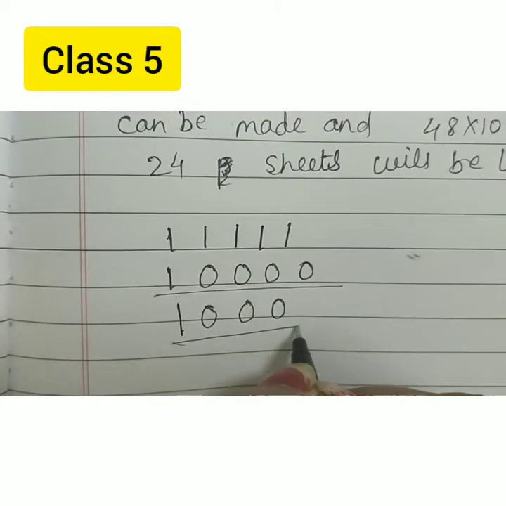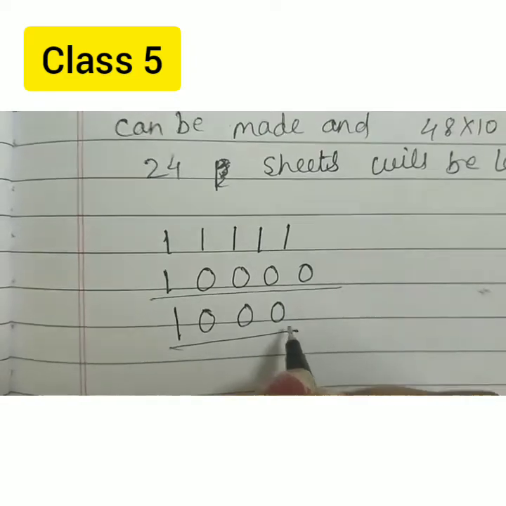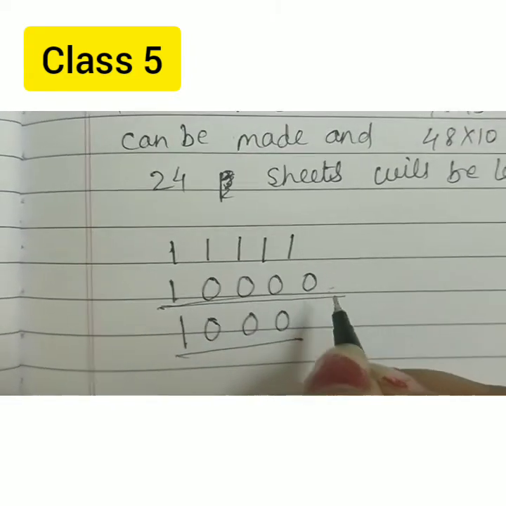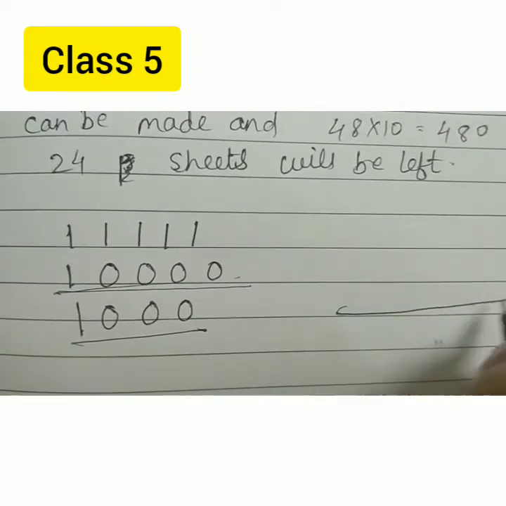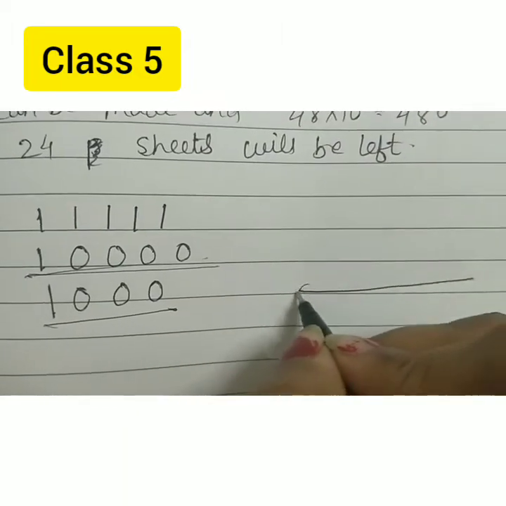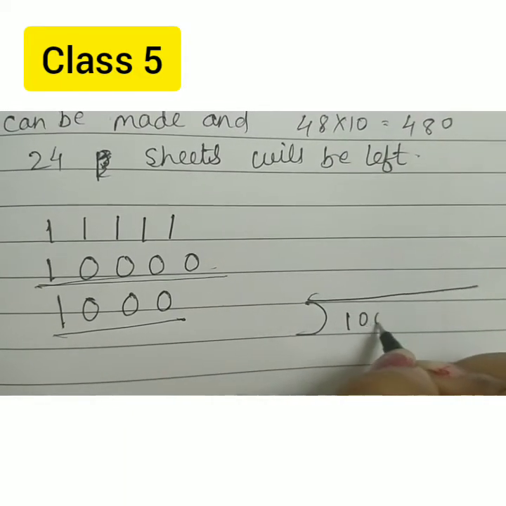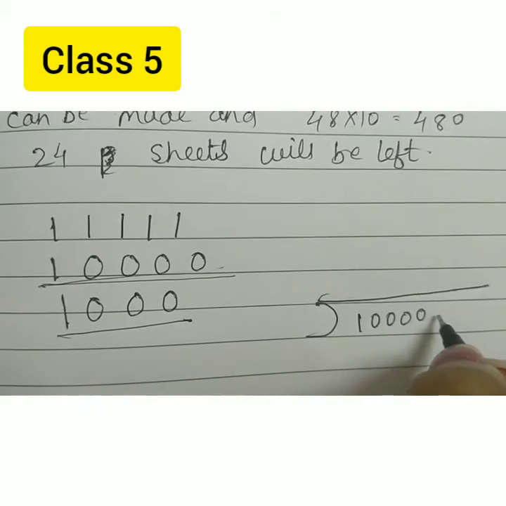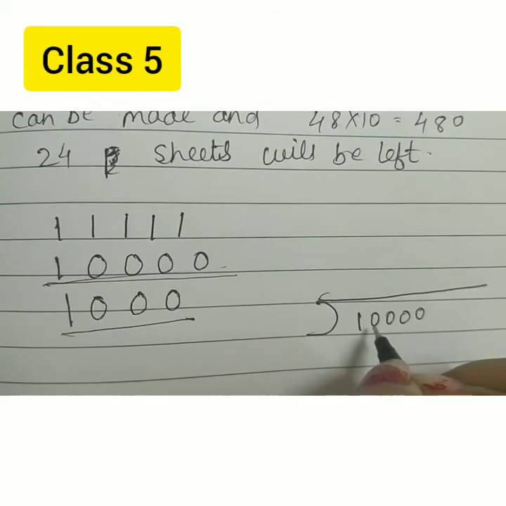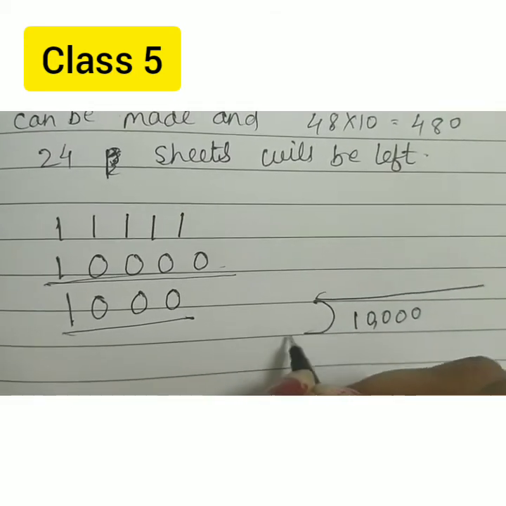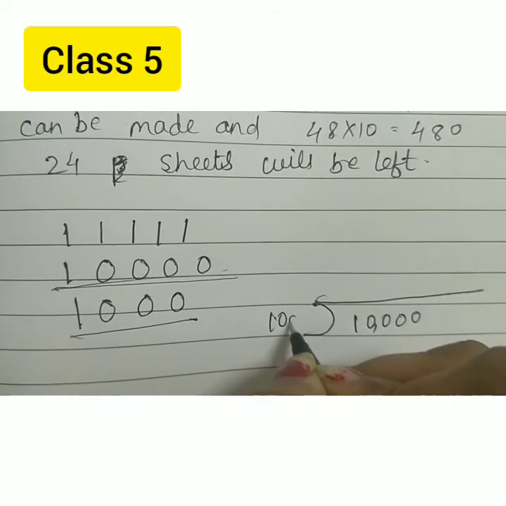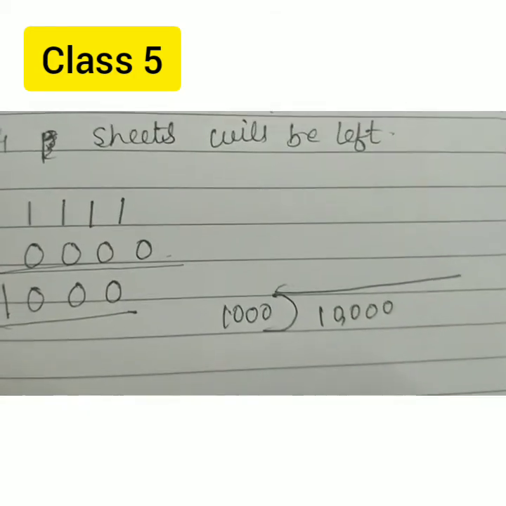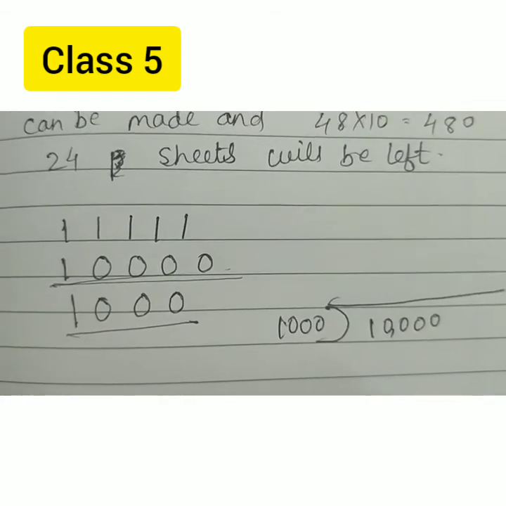this is the smallest 4-digit number. So you will be dividing this number. That means you will be dividing this number, smallest 5-digit number, by smallest 4-digit number. Okay, do this as your homework and let me know.